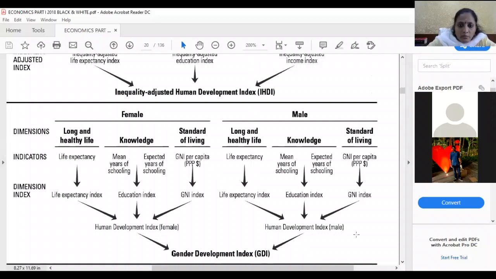This is the gender development index. You have the same three things of what you studied on the HDI. What did we study on HDI? Health, education, and standard of living. The same three things you are seeing here, which is repeated again, but the heading is female and male, right? So they are going to study for women in your country, how is the level of your health, education, and standard of living. For men, how is it in your country, right?